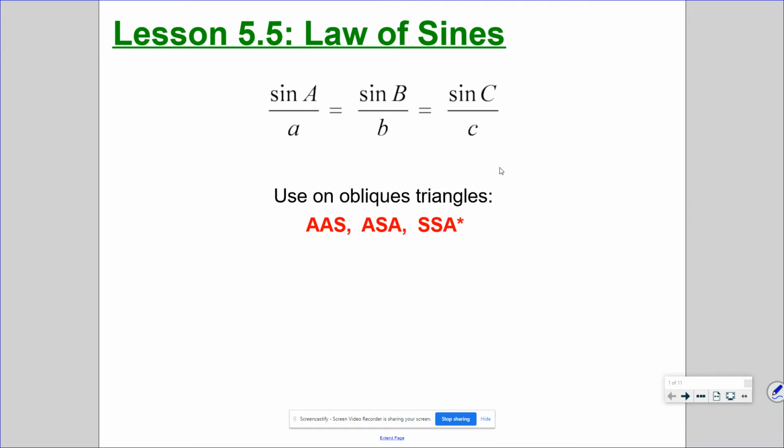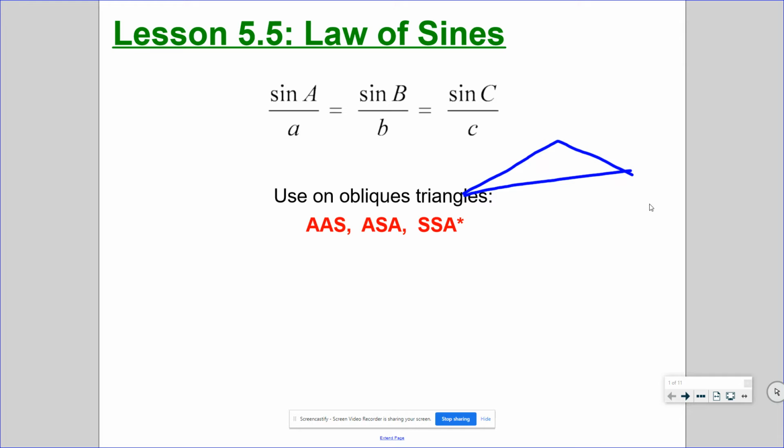Okay, so recap from geometry stuff. An oblique triangle is one that has one angle that is greater than 90 degrees. And we're going to be finding the other two angles, or other angle, or even side lengths.